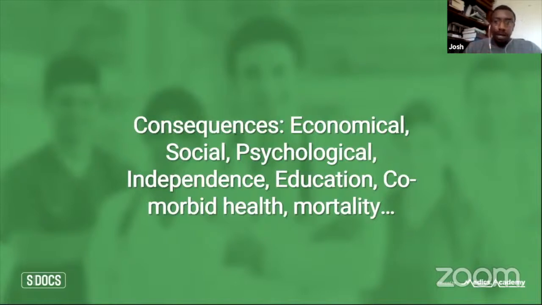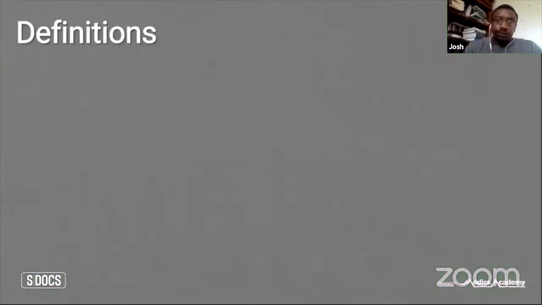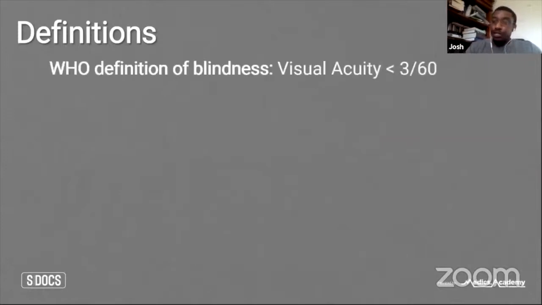than the normal population. So really severe consequences of being blind and visually impaired, which is kind of central to some of these concepts that I'll go into. So before we go on, we'll just talk about some definitions of visual acuity, of blindness, of visual impairment.